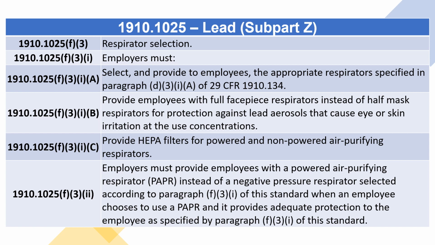1910.1025(f)(3)(ii) Employers must provide employees with a powered air purifying respirator (PAPR) instead of a negative pressure respirator selected according to paragraph (f)(3)(i) of this standard when an employee chooses to use a PAPR and it provides adequate protection to the employee as specified by paragraph (f)(3)(i) of this standard.